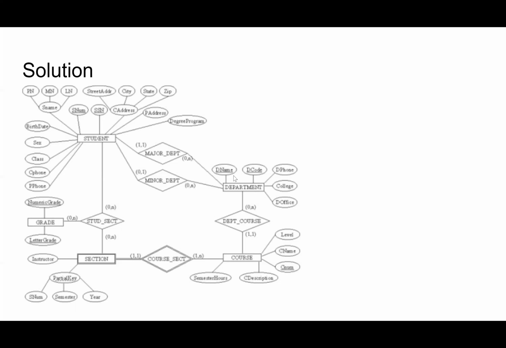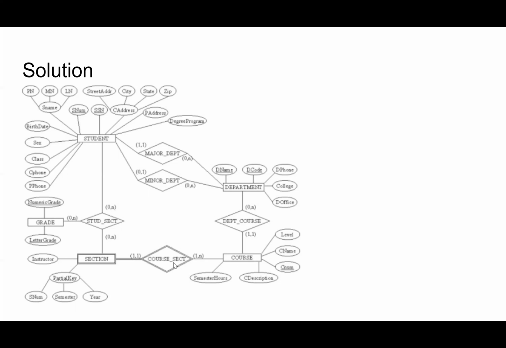If we look at the department entity, it has a unique department name and a unique department code, and it consists of a department name, department code, department phone, a college, and an office. It has a relationship with a course here. So a department could have many courses, or it could have no courses, and each course has at least one department. And a course consists of a course number, which is unique. It has a level, a course name, a course description, and number of semester hours.